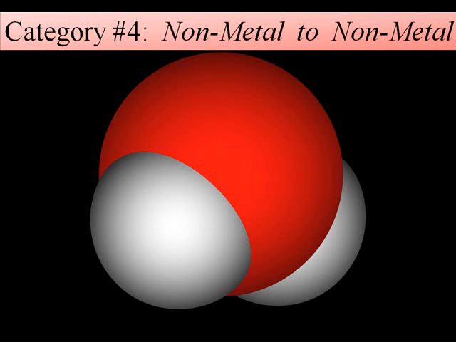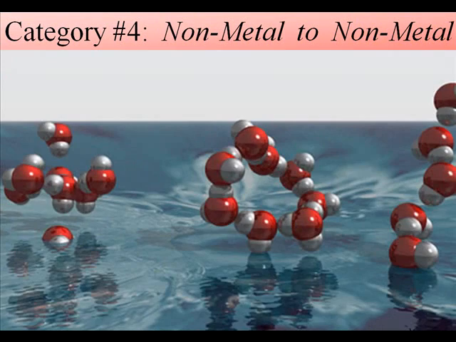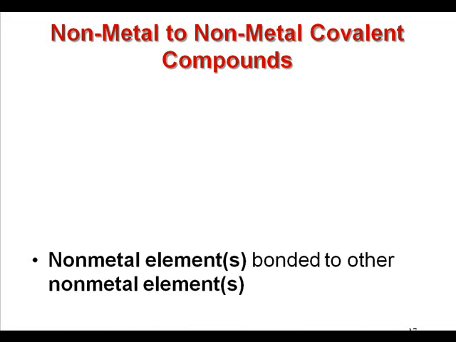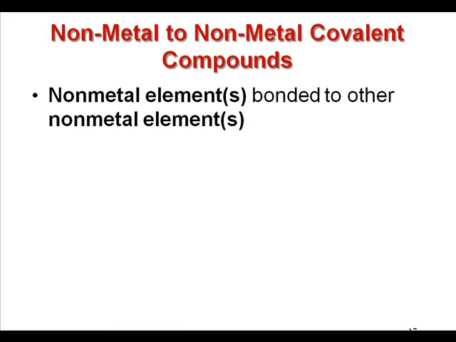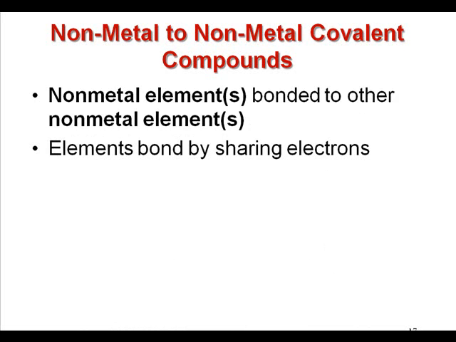Category 4 are nonmetal to nonmetal. Water is an example of a category 4 molecule. This type of nonmetal and nonmetal share electrons. The bonds that are involved are covalent bonds. That means that they share electrons in order to complete the outside valence shells. They form molecules.